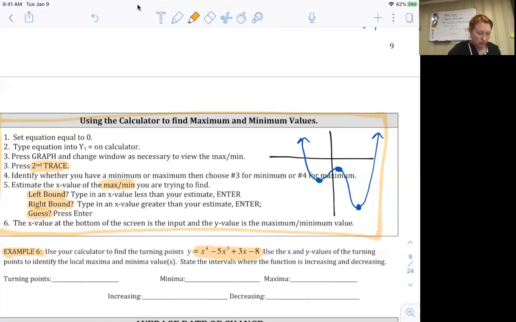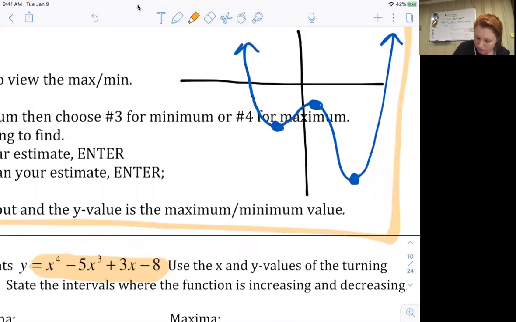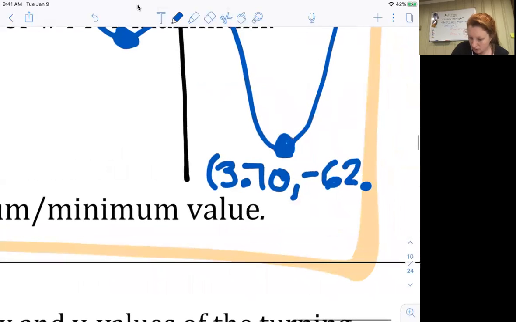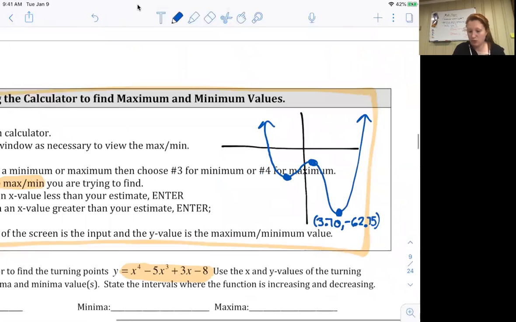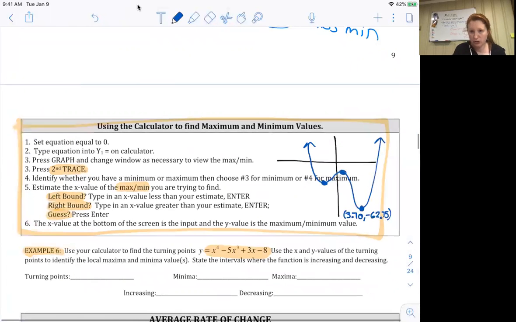So the value there is located at 3.70. Oops, let me get out of there. 3.70 is the X, and then the Y says negative 62.75. I'm rounding to the nearest hundredth, so 2 decimals. That's the point there. Again, your calculator has to do it for you. I did not know what that was. That's going to be one of our turning points.